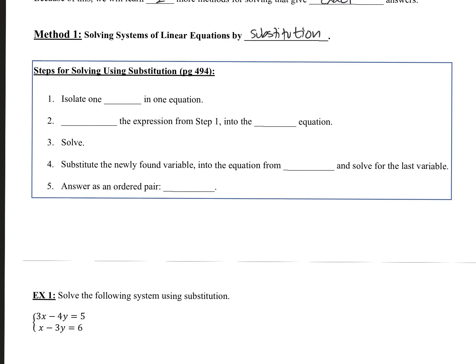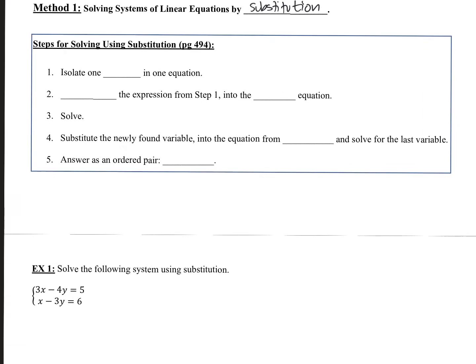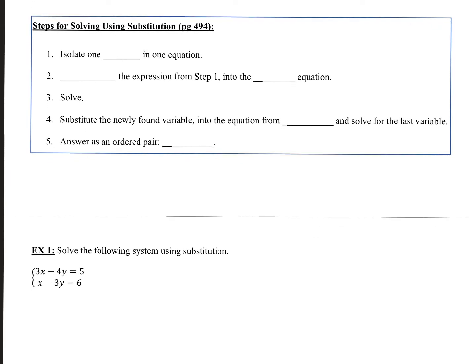And it pretty much is like how it sounds. You're going to be substituting. So what are the steps for using substitution? First, you're going to isolate one variable in one of the equations. And remember, we're working with two different equations. Second step, we're going to substitute, hence the name, the expression from step 1 into the second equation.